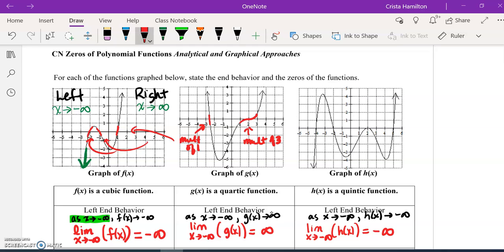All right, so now, before I read down and read what's below, if I were guessing the zeros over here in the graph of h of x, what would you think about the zero here at negative 4?